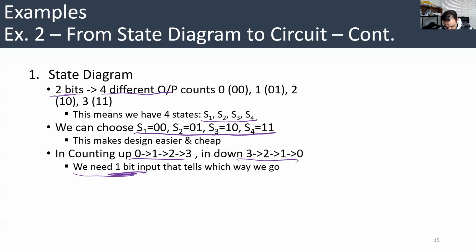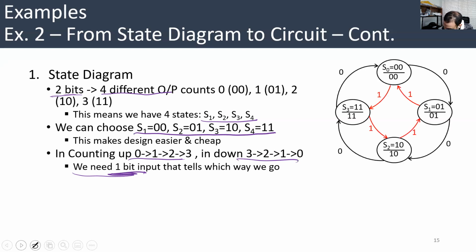Okay, so let's check the state diagram. Here is the state diagram. With 0, we count up. With 1, we count down. That's basically the first step. For the second one, let's erase all of this.